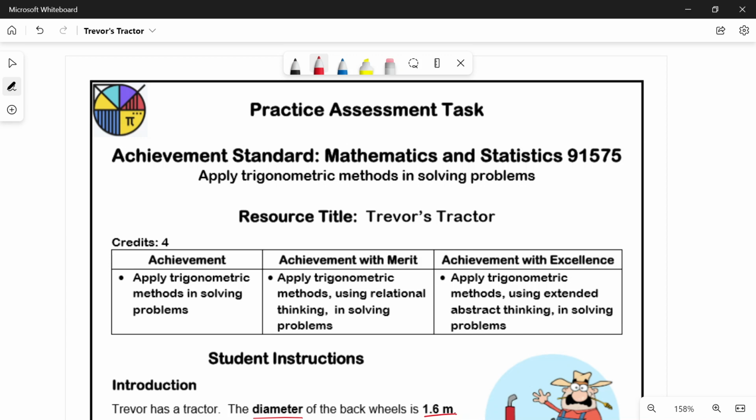I just wanted to go over the Trigonometry Trevor's Tractor practice assessment. But before you have a watch of my video, please try do this yourself and see how you get on. Okay? So let's read.